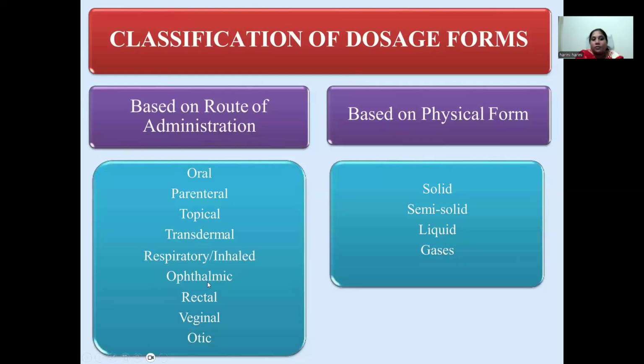Ophthalmic, they are applied through the eyes. Ophthalmic preparations are nothing but the preparations which are instilled into the eyes. Rectal, the preparations which are inserted into the rectum. Vaginal, the preparations which are inserted into the vagina. Otic, the preparations which are inserted into the ear. And based on the physical form, the appearance of the dosage form or the form in which it is available, they are classified into solid, semi-solid, liquid, and gases.